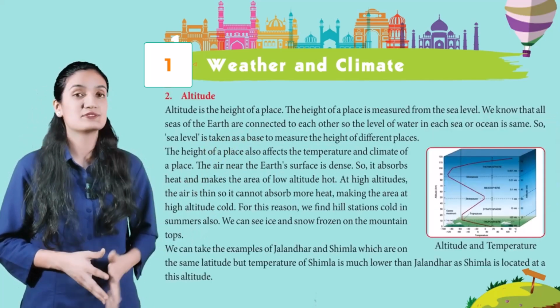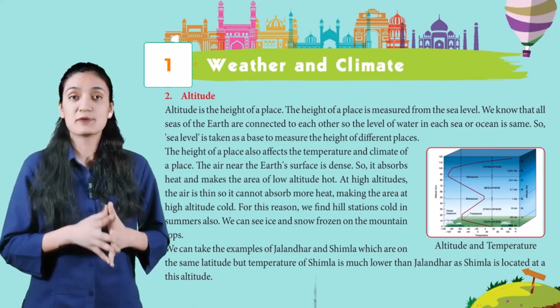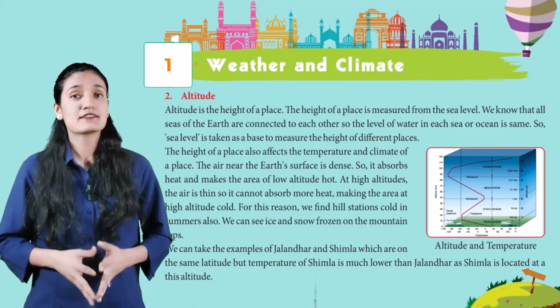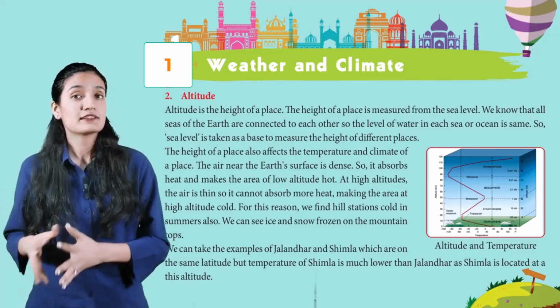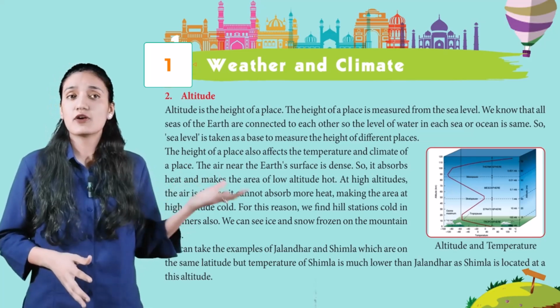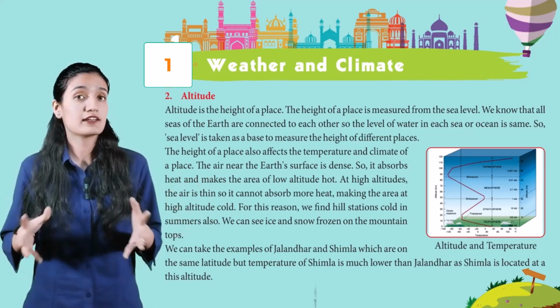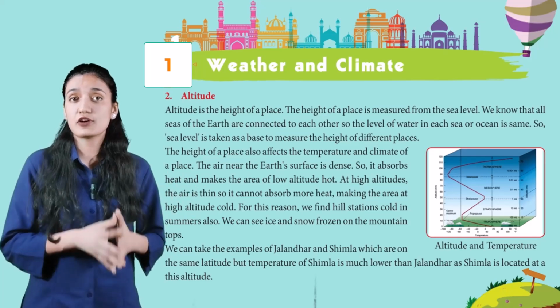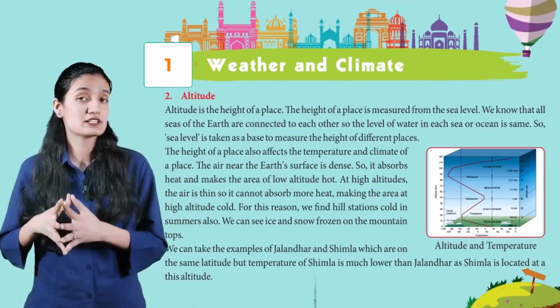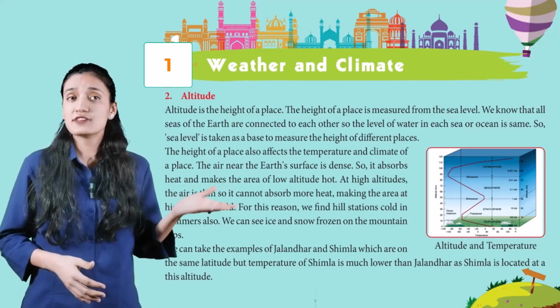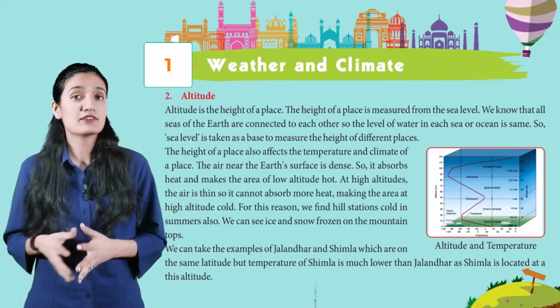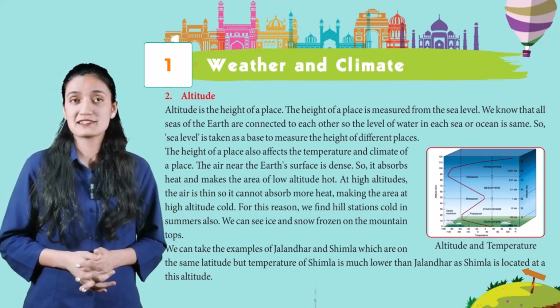Now, altitude. Altitude is the height of a place. The height of a place is measured from the sea level. We know that all seas of the earth are connected to each other, so the level of water in each sea or ocean is same. So, sea level is taken as base to measure the height of different places.